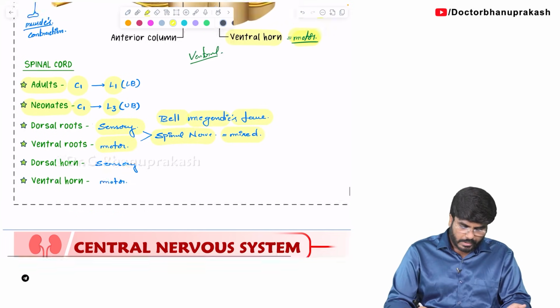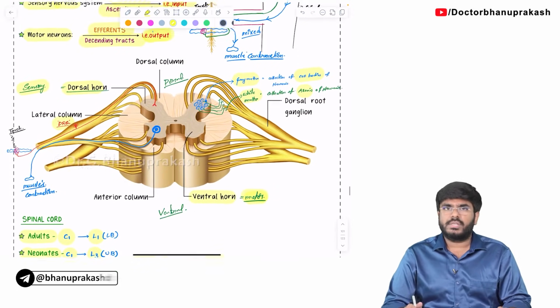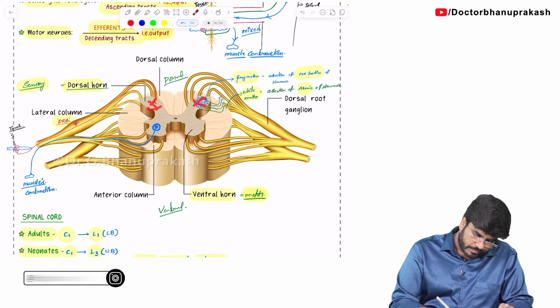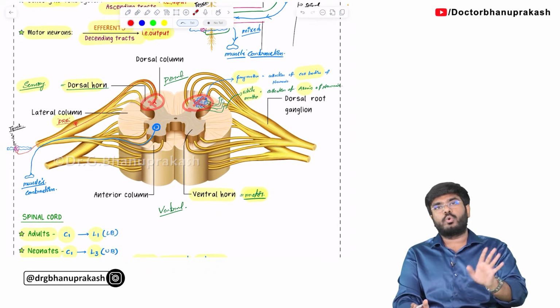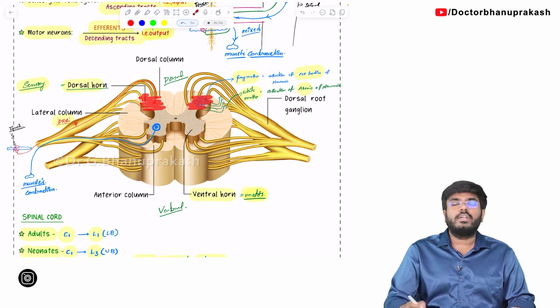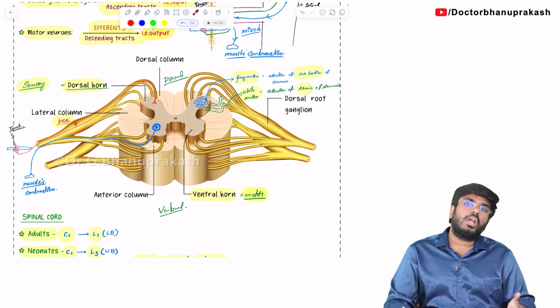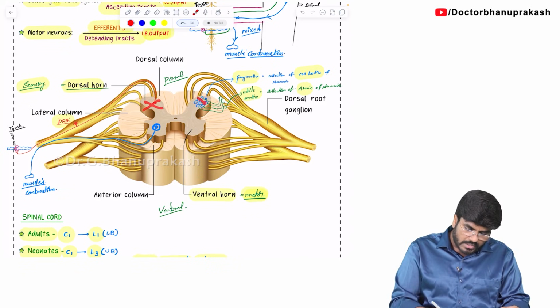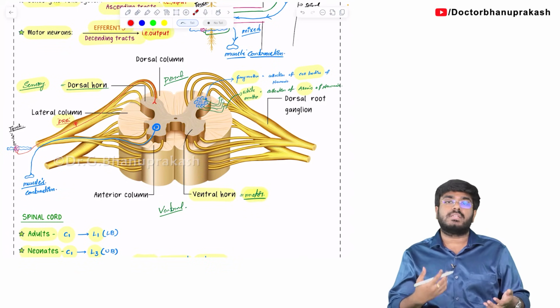Okay. Now let me tell you some clinical importance. How to understand this? Imagine today I am coming and damaging your dorsal horns. Let's say I am totally damaging this part of the spinal cord. These horns are getting damaged. So what will you lose? You will lose the sensation. You can't feel anything. Whatever I am doing to your body, you can't feel it, because the dorsal horns are damaged, because the dorsal horns receive the sensation.